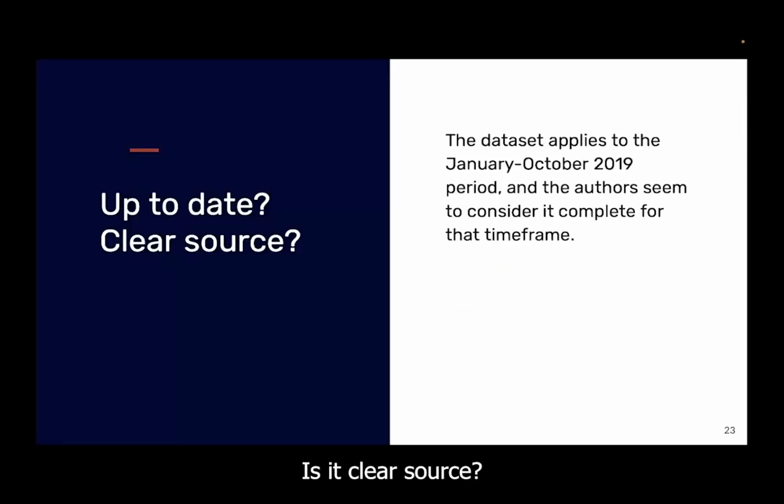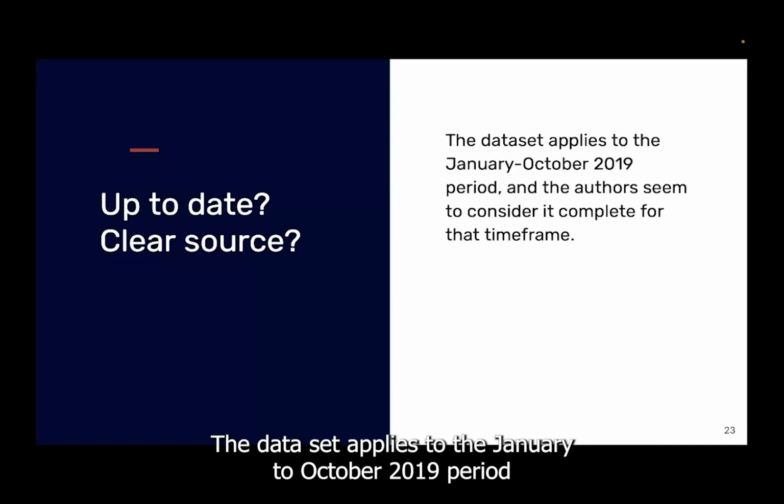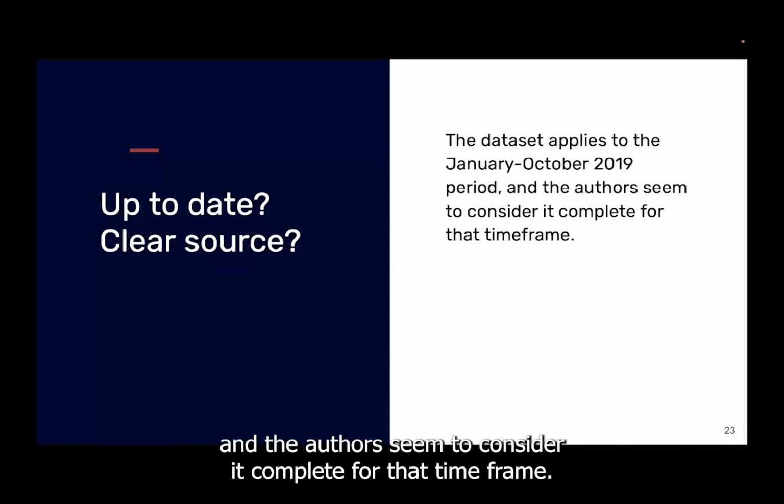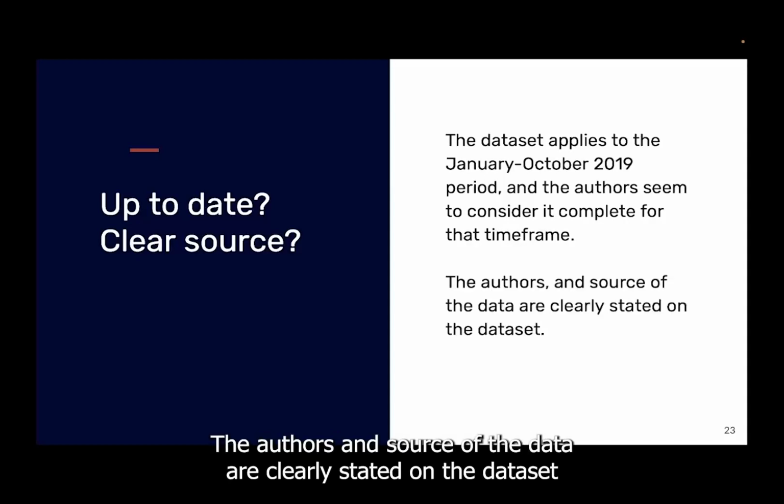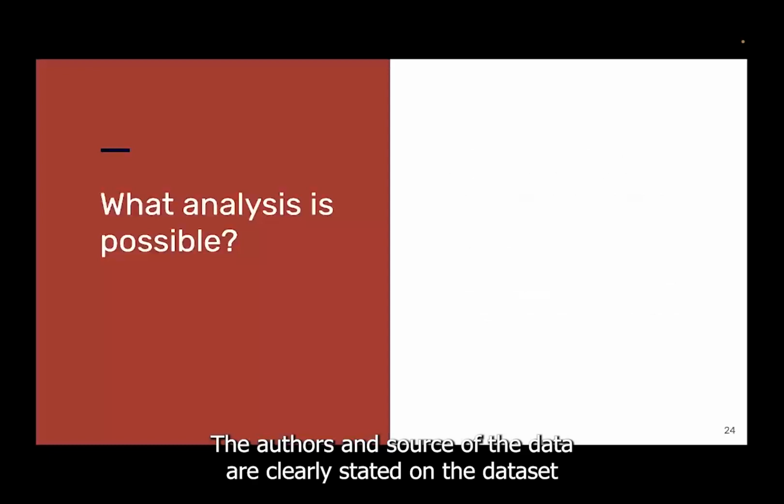Is the data up to date? Is it a clear source? The dataset applies to the January to October 2019 period, and the authors seem to consider it complete for that time frame. The authors and source of the data are clearly stated on the dataset.